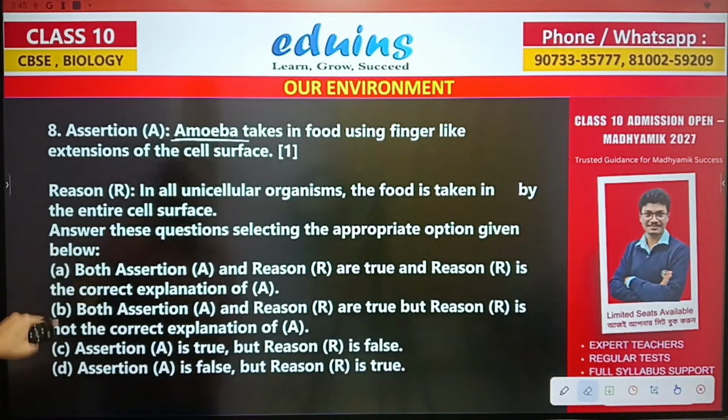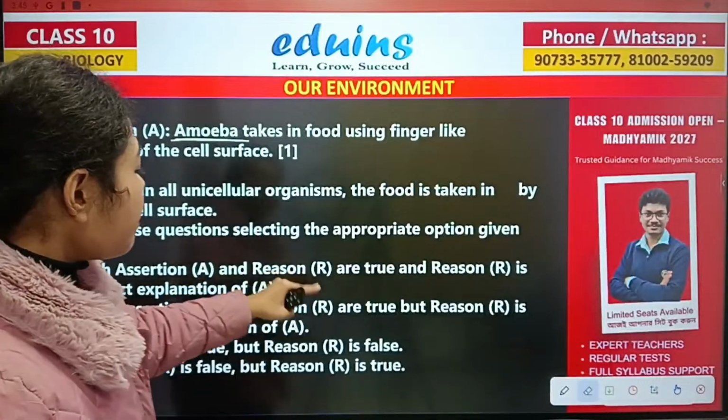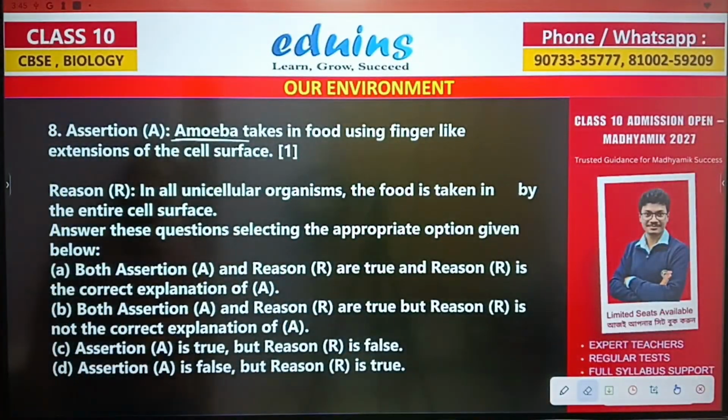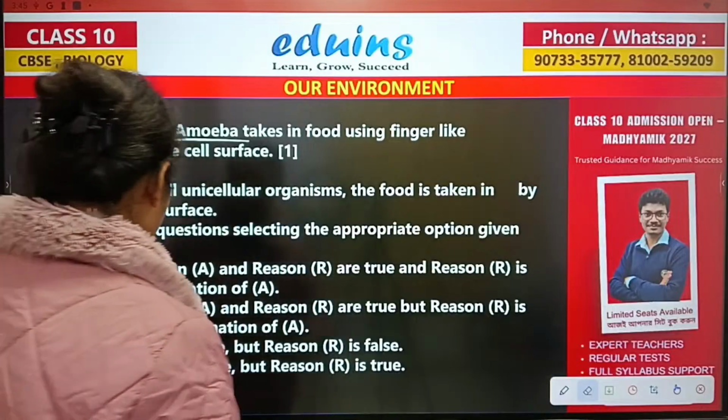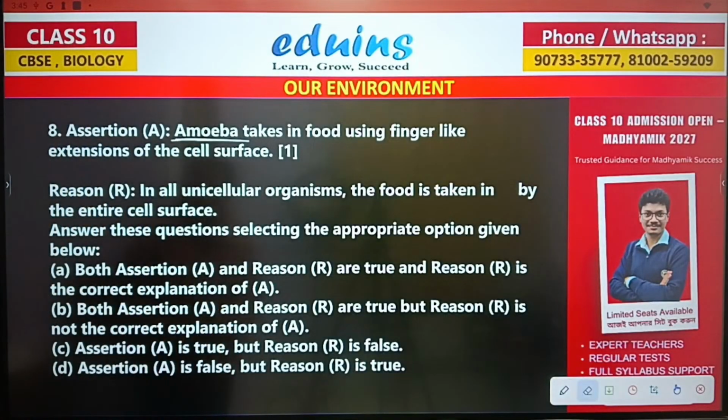Answer this question. What are the options? Option A, both assertion A and reason R are true, and reason R is the correct explanation of A. Option B, both assertion A and reason R are true, but reason R is not the correct explanation of A. Option C, assertion A is true, but reason R is false. And option D, assertion A is false, but reason R is true. What will be the correct option? Can anyone answer this question?